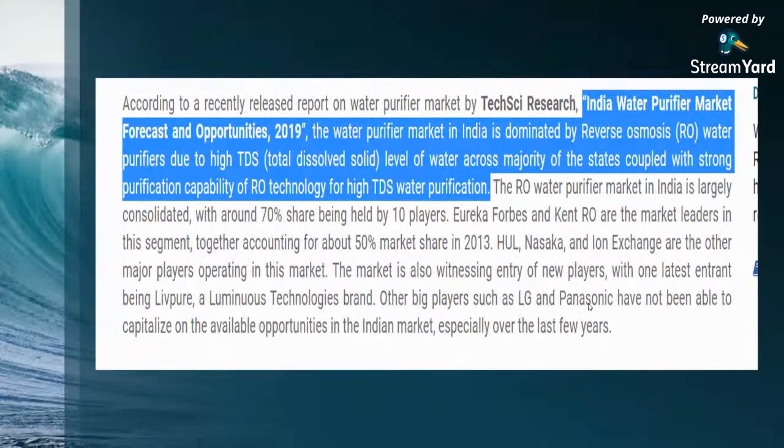Now, when we see the data stats, the Indian water purifier market forecast and opportunities 2019, India has the most dominated water purifier market. And as it has been marketed, there is high TDS, that is total dissolved solids level of water across the majority of states. If someone asks how the water will be in a state in India, Uttar Pradesh, or in the state of Maharashtra, people just blindly say that the water will be poorer in Uttar Pradesh because of a poorer state and high growth.